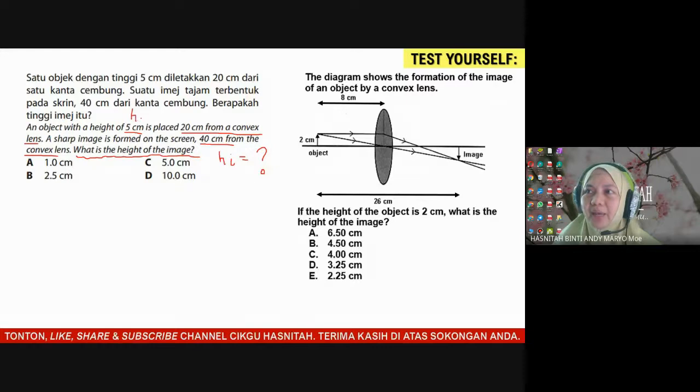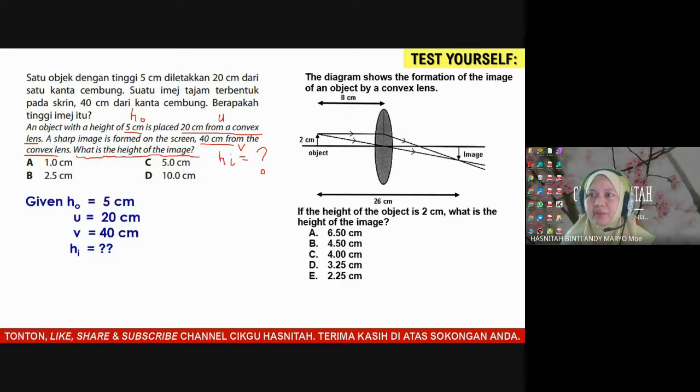So this is h naught. 20 cm, this is what? 20 cm from a convex lens. This is object distance. And then an image formed on the screen 40 centimeter from the convex lens. So this is our V, image distance. So how to find HI when you're given H naught, U, and V? Any idea? So you are given with this, how to find HI, height of image.